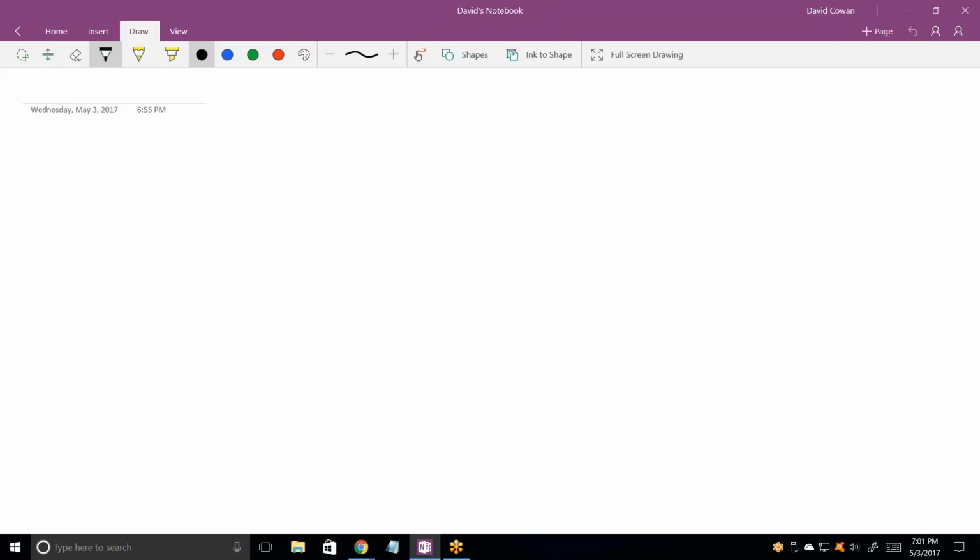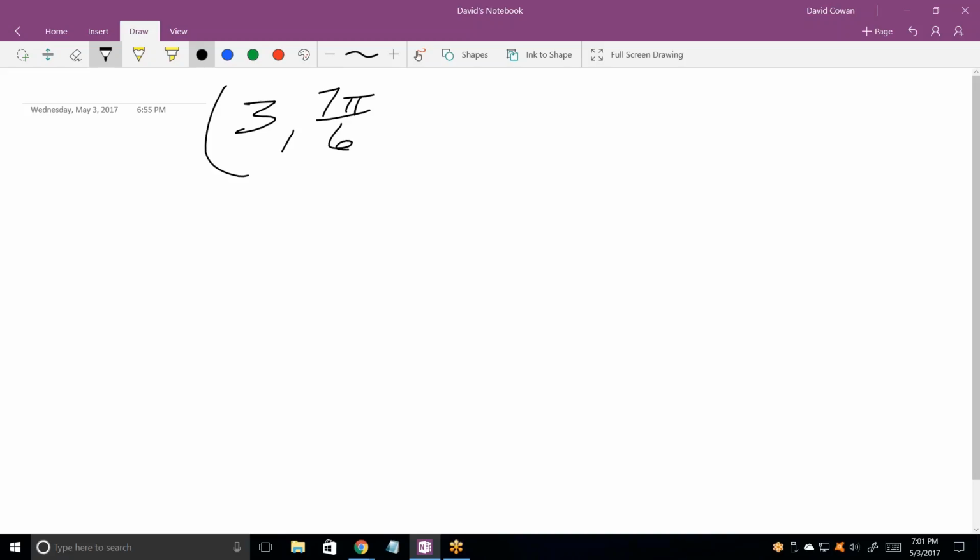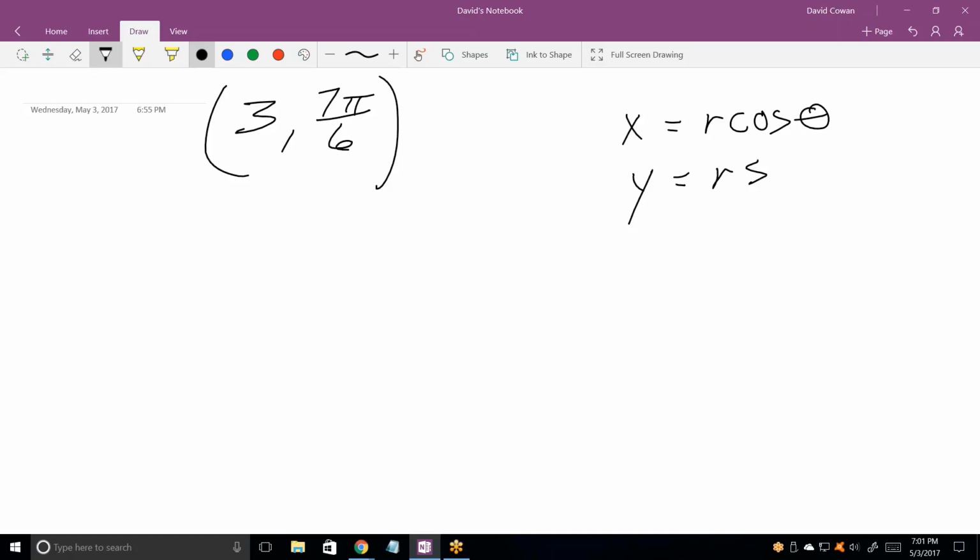So the first one is find rectangular coordinates. Okay. 3, comma, 7 pi over 6. Those are the polar coordinates. To find the rectangular, we need these conversion factors. What is x equal to? R times cosine of theta. And what's y? R times sine of theta.